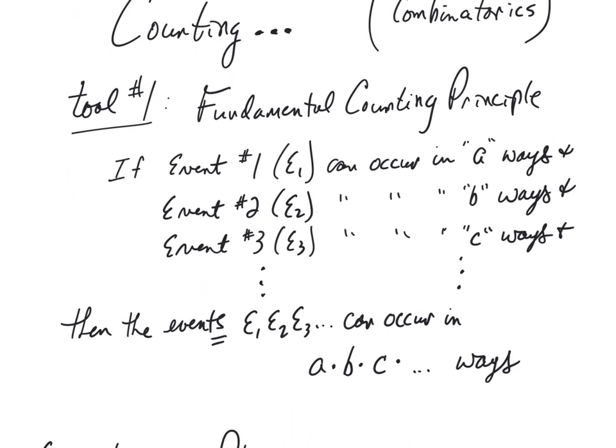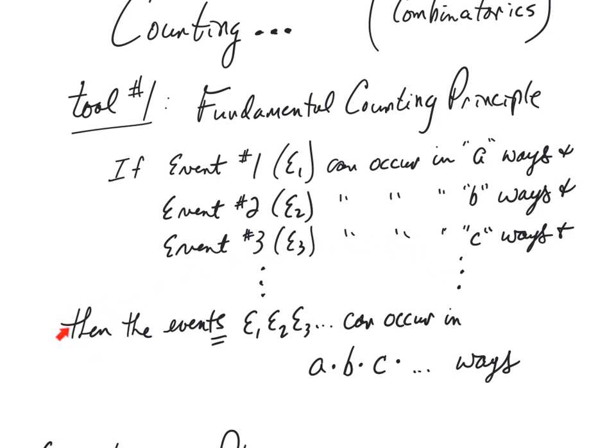The first tool is called the fundamental counting principle. It looks relatively complicated, but it's much easier than it appears. What we have are multiple events that are going on: event number 1, event number 2, event number 3, and so on. Each of these events can occur in a different number of ways. Event 1 can occur in A ways. Event 2, that I called E2, can occur in B ways. Event number 3, that I called E3, can occur in C ways. And then the ellipsis says that you can continue that pattern for as long as you need to or want to.